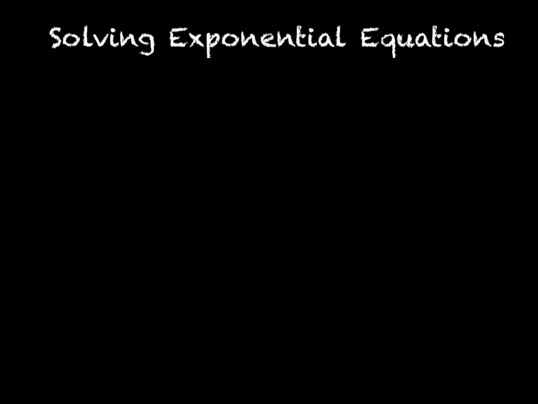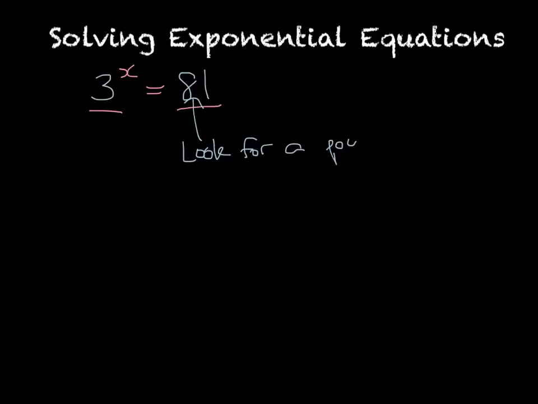Let's see how to solve an equation that has an exponential. These equations are something of the form where you have a number raised to the power of x equals either another number or another number raised to some power of x. So let's say as an example that we have 3 to the power of x equals 81. In this case, how would we solve for x? What you would do is you take this number here, the 81, and you try to look for a power of 3 that equals 81. In this case, we know that 3 to the 4th equals 81.